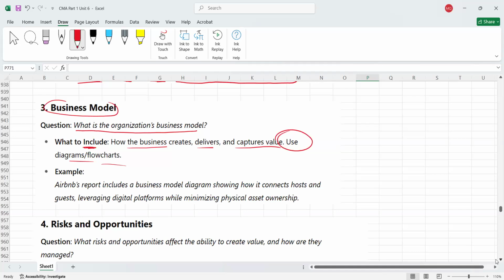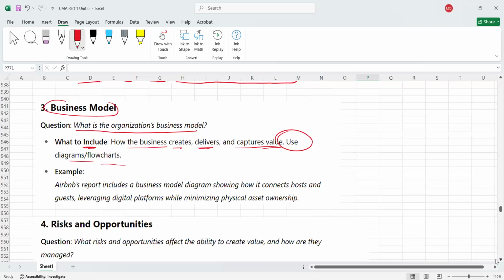Then the activities means what operations we perform to convert the input into the output. Output is the finished product. And then the outcomes mean what are the effects of the output on the environment, on the people, or on the customer. So this is what the business model is here. So here what to include is how the business creates, delivers and captures value.